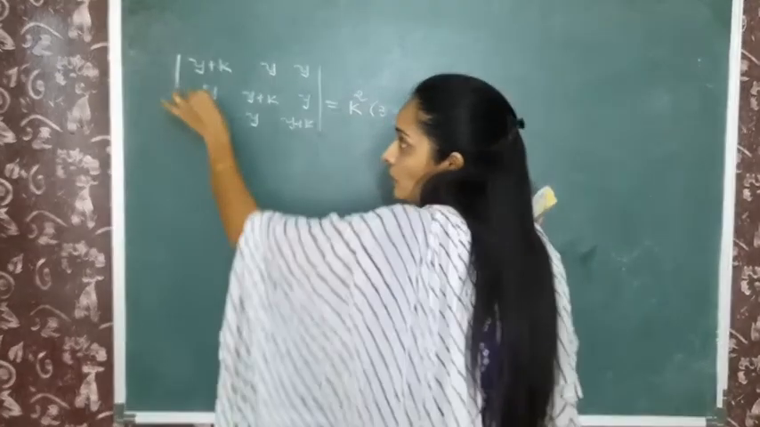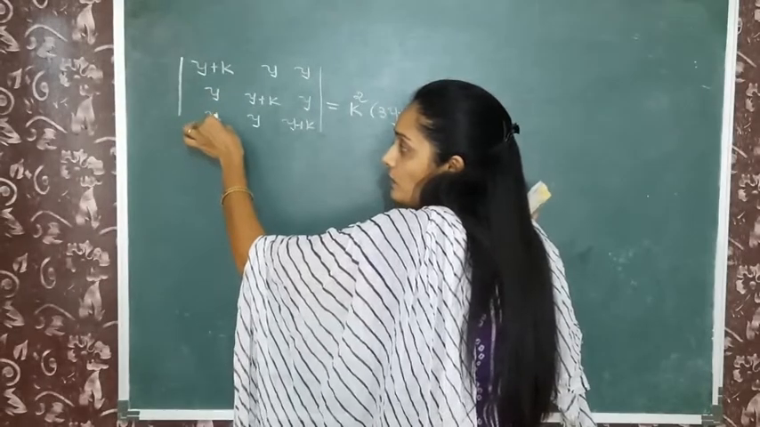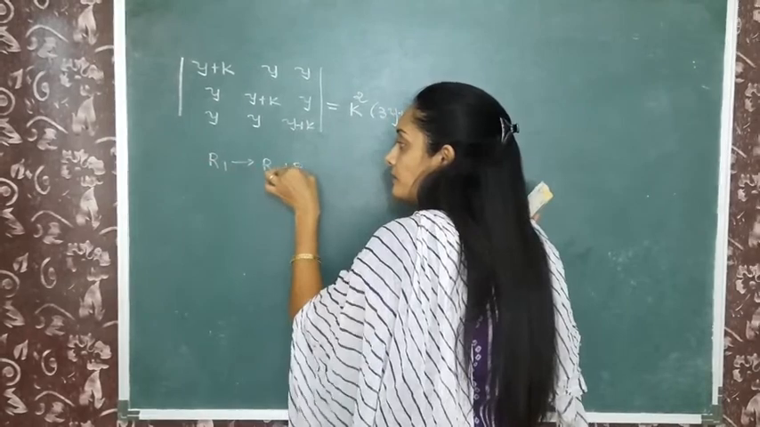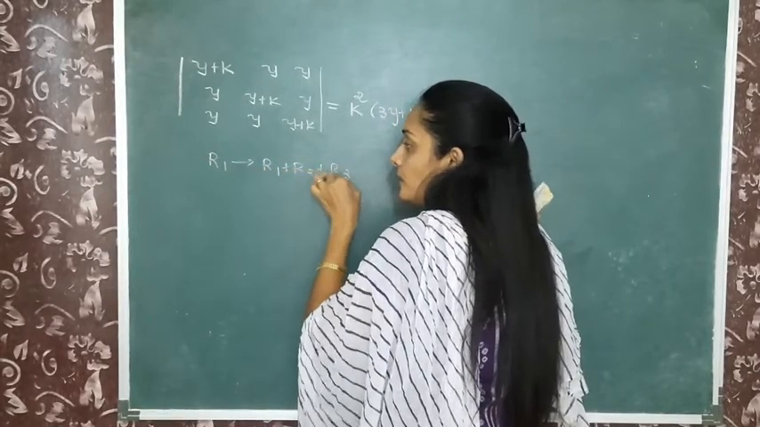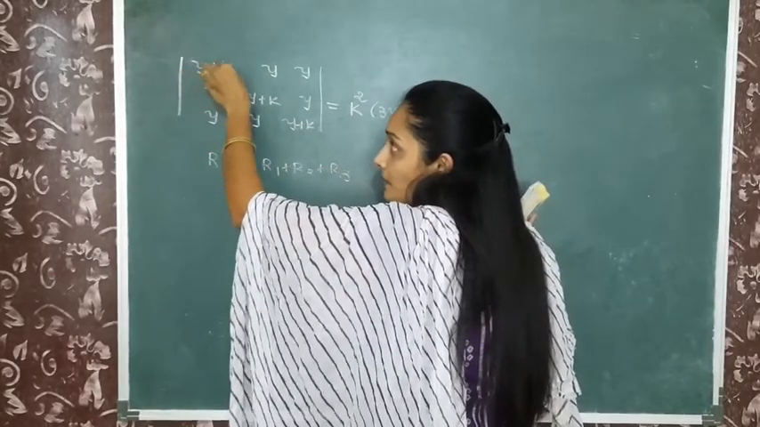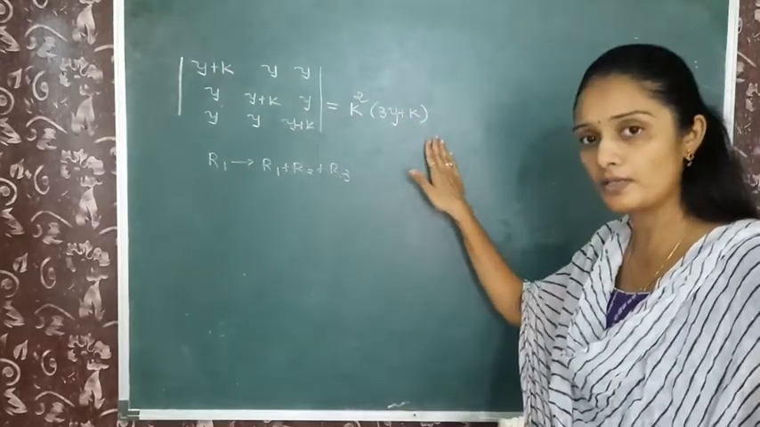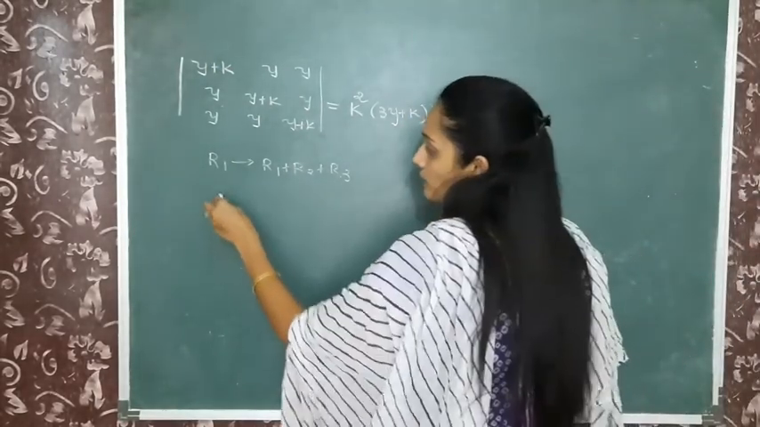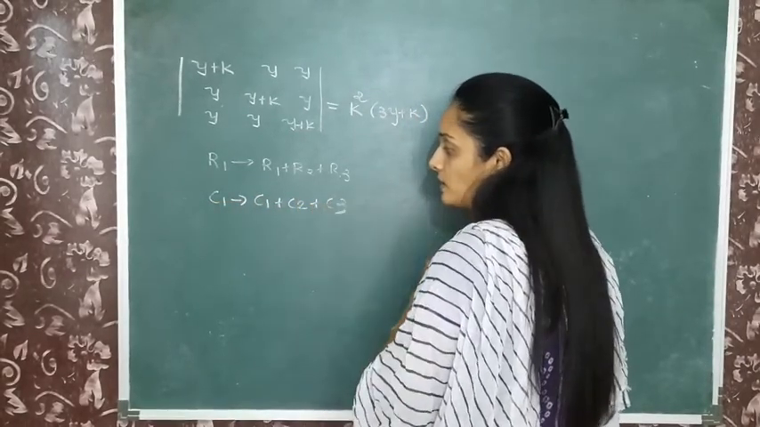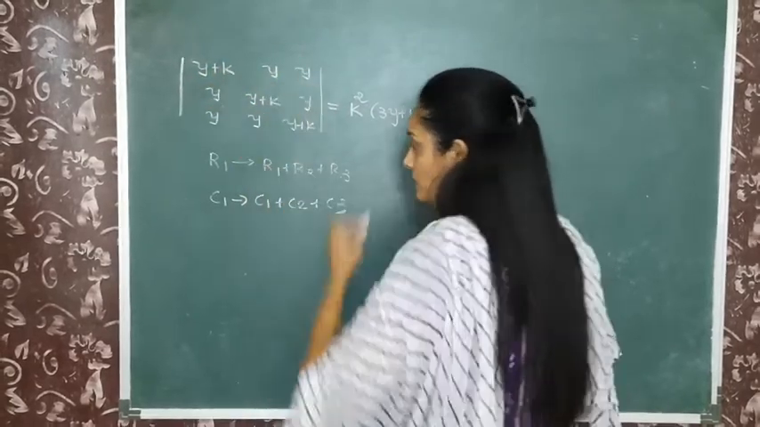Now, we want 3y plus k. So, the first row has elements y plus k, y, y. If we take R1 transfer to R1 plus R2 plus R3, that means second and third row are added in first row. So, y plus k plus y plus y, so we get 3y plus k. Otherwise, you can also do C1 transfer to C1 plus C2 plus C3. Then we also have y plus k plus y plus y.